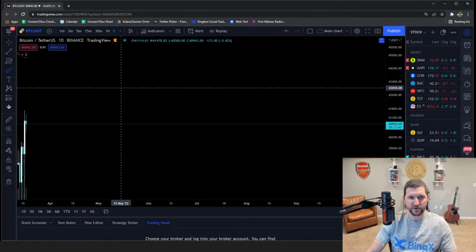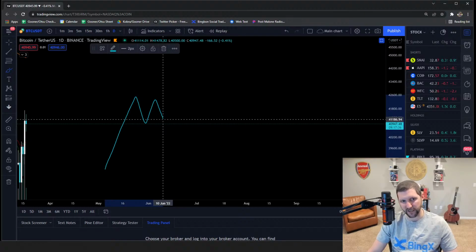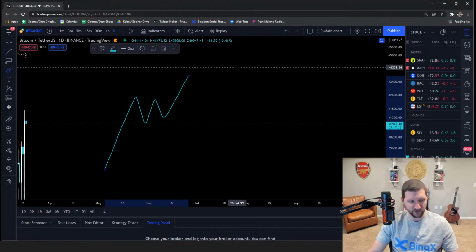Now, there are continuation patterns, right? So like a bull flag. You know what a bull flag is, or a bull pennant. Price goes up, it consolidates, it continues, it goes bullish.